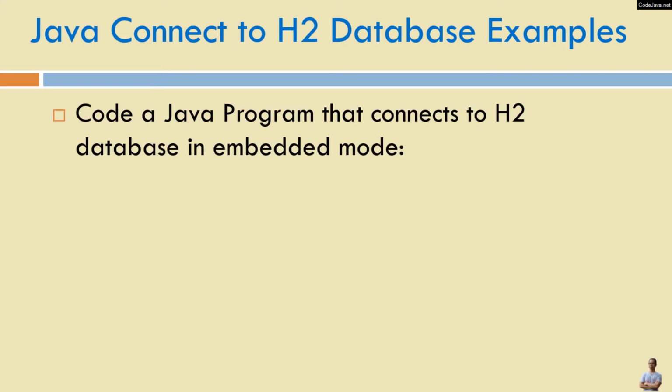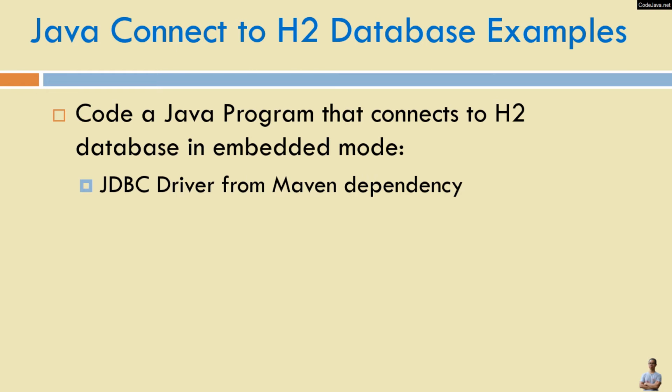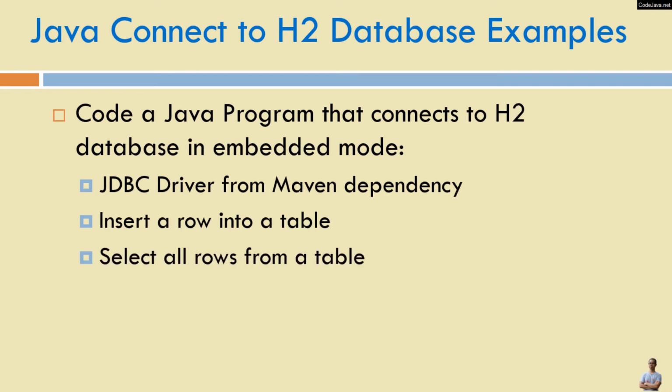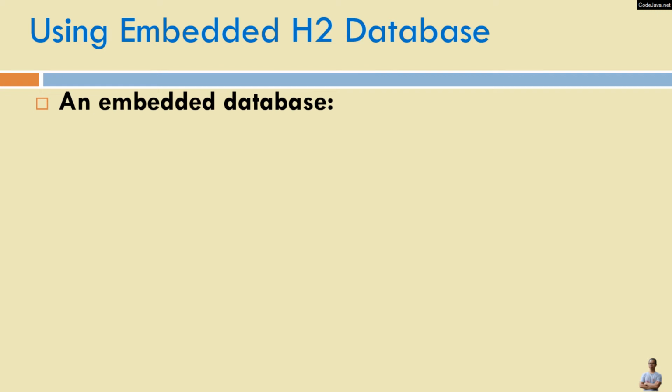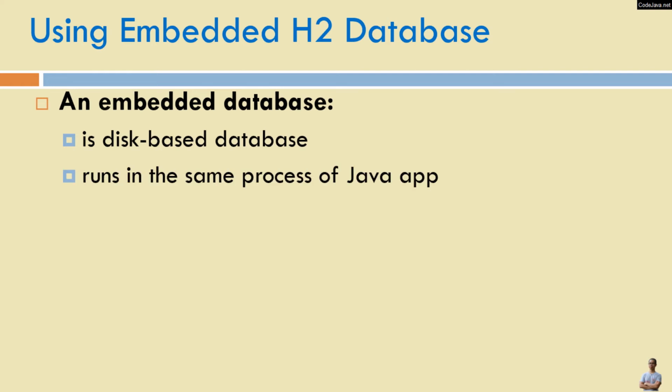Next, you will learn how to code a Java program that connects to H2 database in embedded mode with JDBC driver from Maven dependency, and the program will insert a row into a table and select all rows from the table in the database. In H2, an embedded database is a text-based database, and it runs in the same process of the Java application. Here are some examples of JDBC URLs for H2 embedded database.